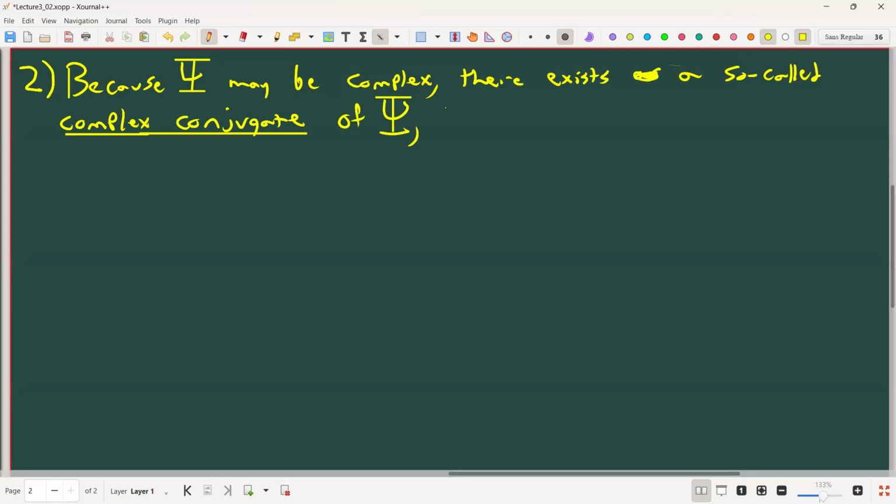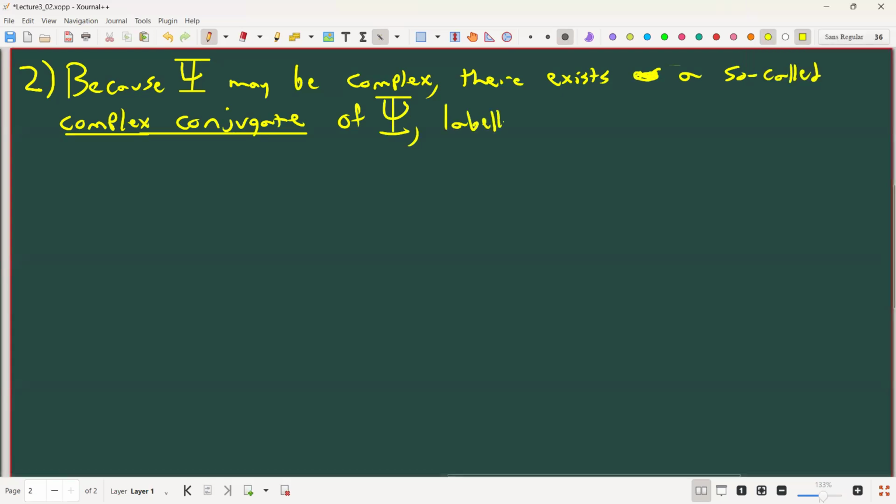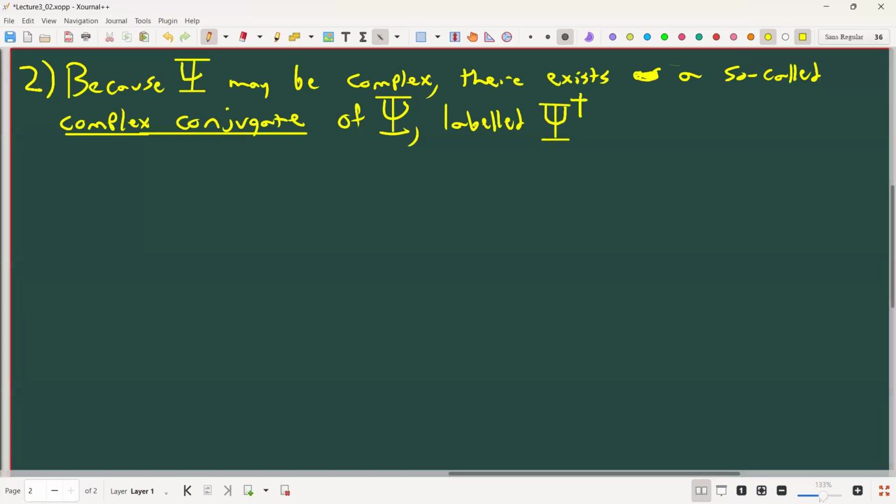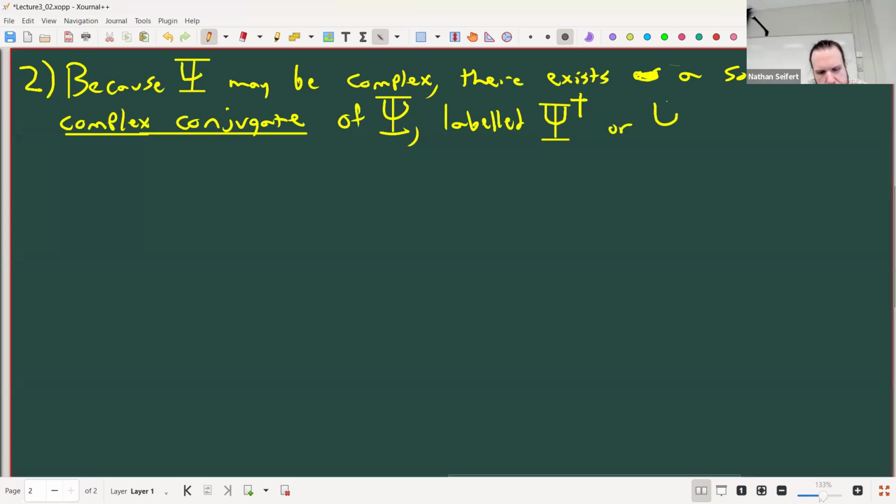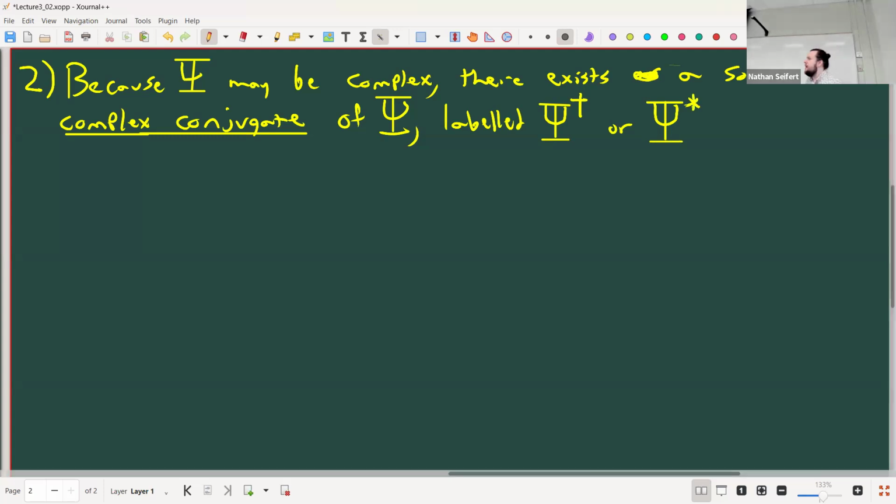which we label either, there's two different labels I'll use throughout the class. Sometimes I get lazy and I swap. One, I'll put a little what's called a dagger, looks like a cross, or I'll star it. I'll put a star up there. So anytime you see psi star, I'll sometimes even call it psi star or psi cross. These are what are called the complex conjugate of the function, and a complex conjugate is very easy to understand.